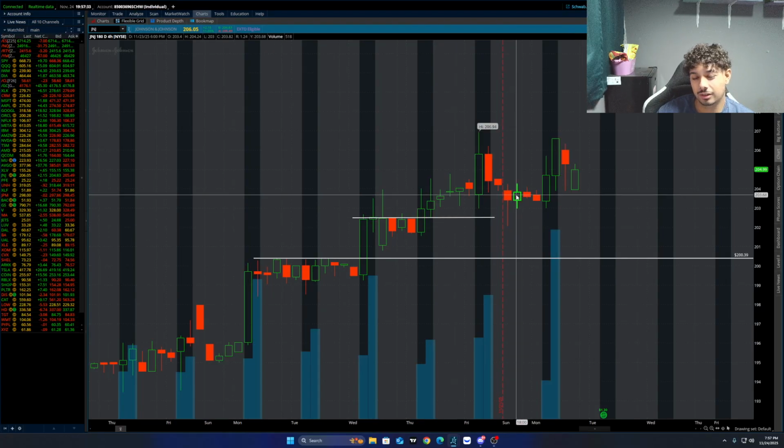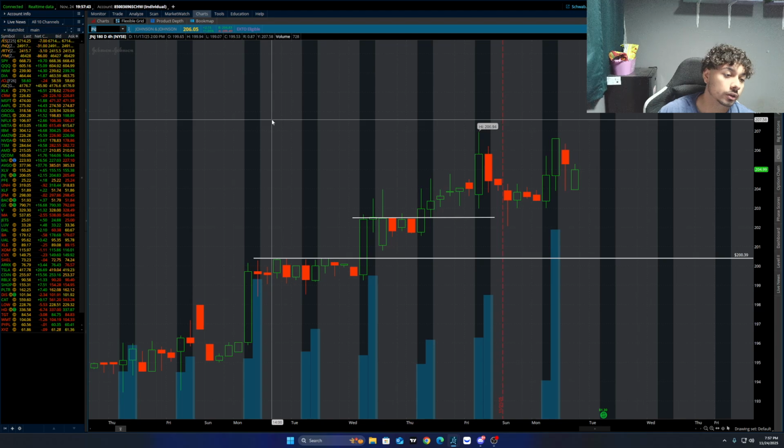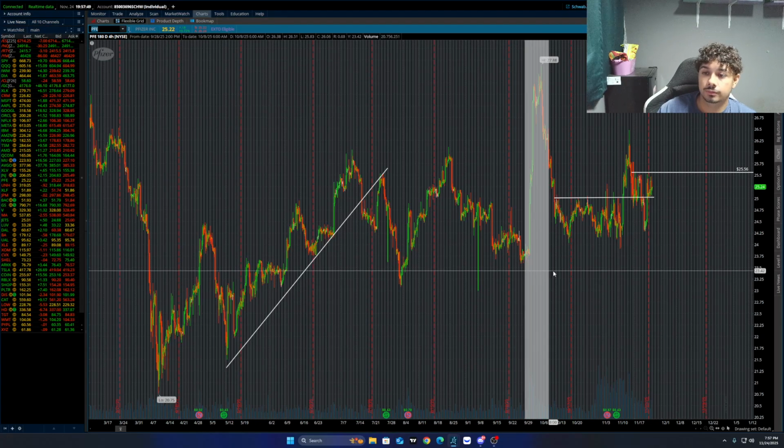Kinda actually, yeah. Like I said, it's not enough structure for me to really confirm it yet. But I would say there's a possible short here. So below pre-market, short it. Anything above, long.